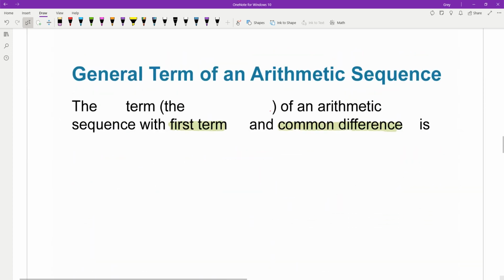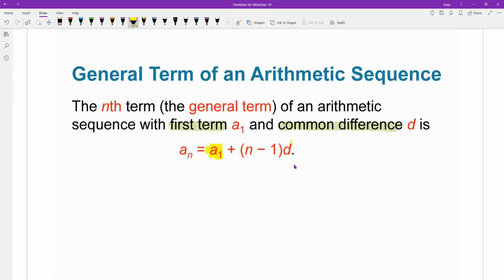All right, general term. The general term of an arithmetic sequence. That is referred to also as the nth term or general term. And if you know the first term, which is a sub 1, and the common difference, which is denoted with the letter D, then the formula for the general term is a sub n equals a sub 1 plus n minus 1 times D. And I will tell you that each time to write it, you're going to have to fill in a sub 1 and D. That's what makes one arithmetic sequence different from another one.